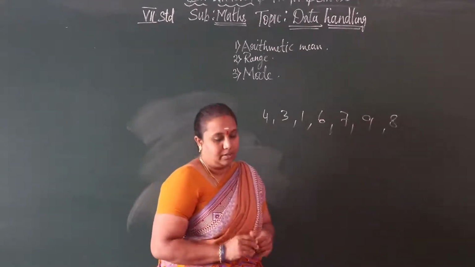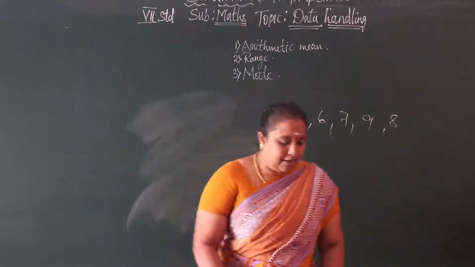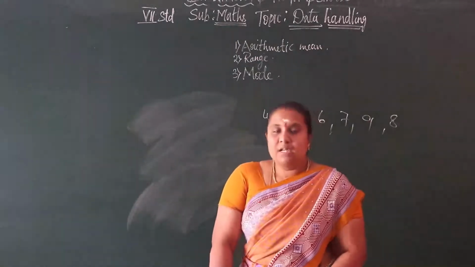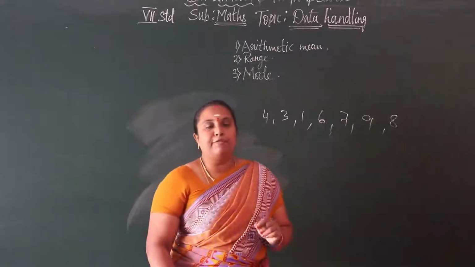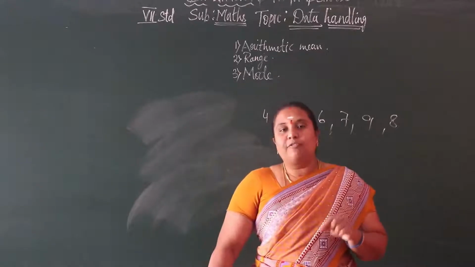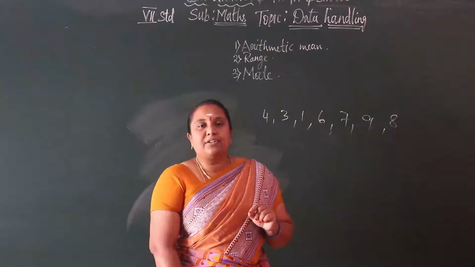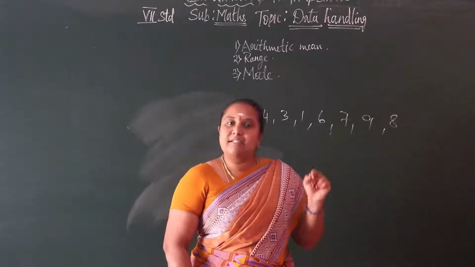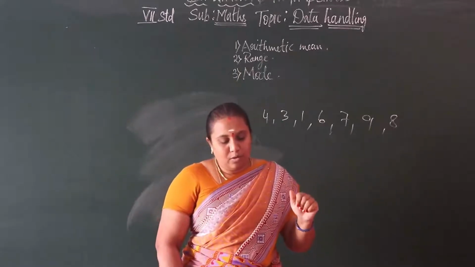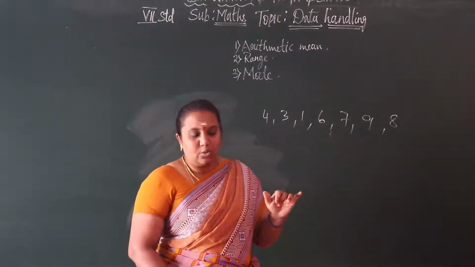Understood? So for example, see it is given in your textbook. Example 4, page number 64. You have example 4 in your textbook. See that. Find the mode of the given set of numbers. So here you have a set of numbers: 1, 1, 2, 4, 3, 2, 1, 2, 2, 4.